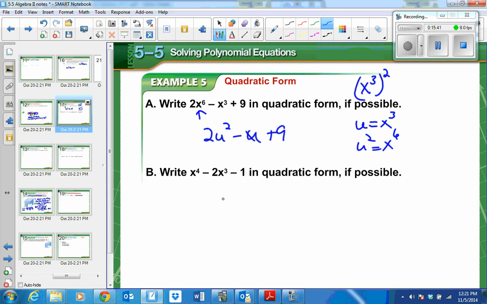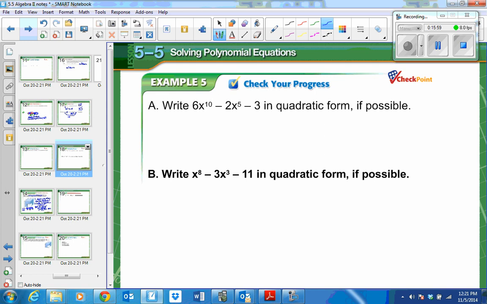Can this one be put into quadratic form? Well, our middle variable term is x cubed. If we square that, we get x to the sixth. That variable term does not match what's in the first term, so this cannot be put into quadratic form.